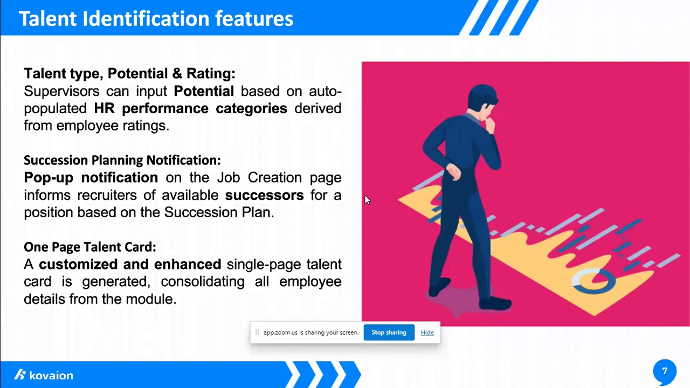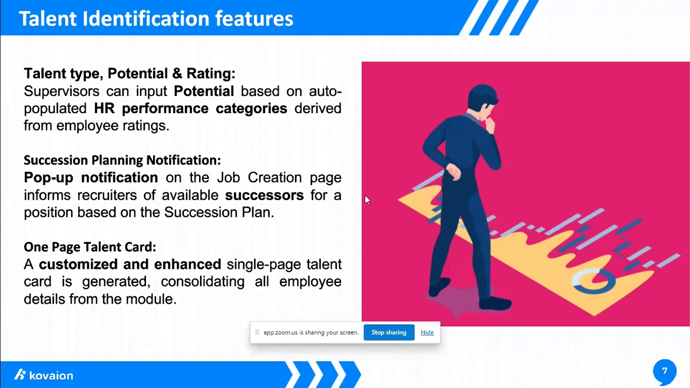Then we have the succession plan notification. I'll show in the next slide how the succession plan notification looks. The pop-up notification will appear on the job creation page of the recruiter module. Whenever the recruiter creates a job against a position, a pop-up notification is displayed for the recruiter saying that a successor is available for this position.